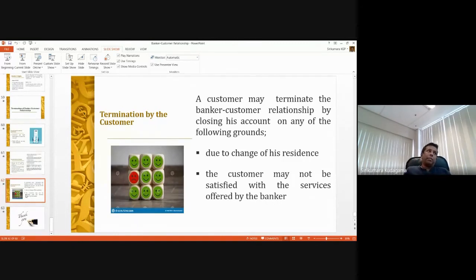Now you know what will happen if you close down the bank account with a particular bank. There would be 10 other banks approaching you to open an account with them. So these principles would not apply with the same rigor in present days, but the principle is the same. The banker also can stop the relationship, but on reasonable grounds, giving reasonable notice and so on. Customers can just walk in and tell the bank, look here, I don't want to be a customer of yours. I'll cease to be a customer.